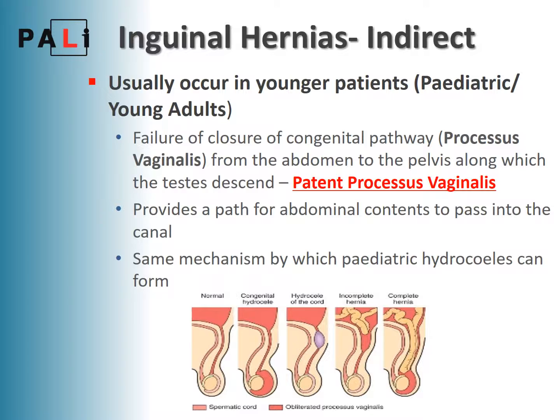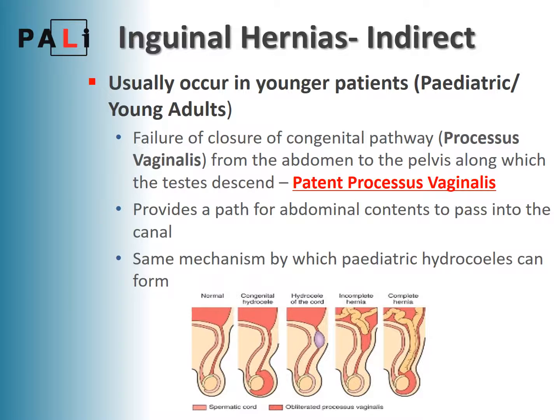These usually occur in younger patients, typically in either pediatric or young adult populations. They usually form due to the failure of closure and obliteration of the congenital pathway known as the processus vaginalis. This is a pathway which leads from the abdomen into the pelvic cavity and provides the route of descent for the testes during development into the scrotum.